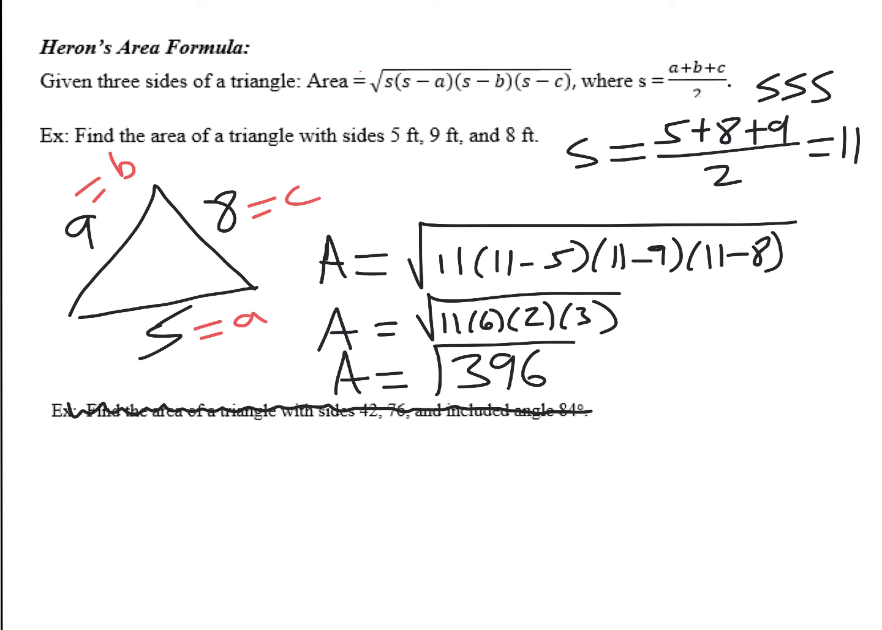I'll check my numbers here. I believe that all comes out to be 396. Yeah. Take that square root. And we get about 19.9 feet squared. Okay? Call that Heron's formula. Again, we lumped it down with the law of cosines because it fits a similar case. If you just have all 3 side lengths, we can get the area of a triangle. That's what it would look like, and that's how it's done.